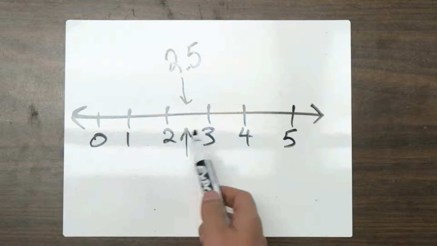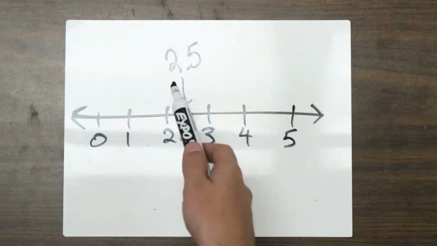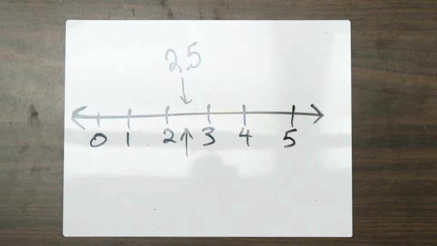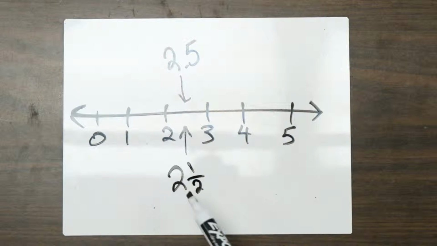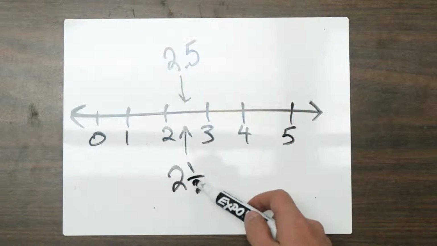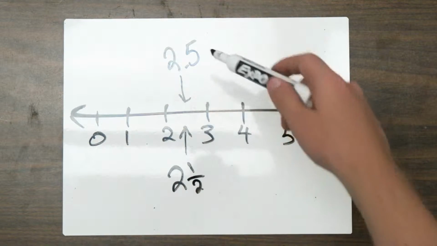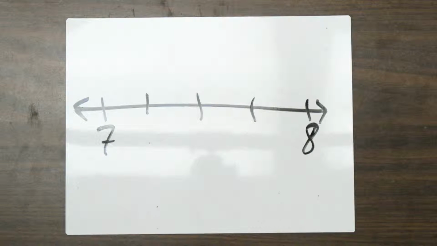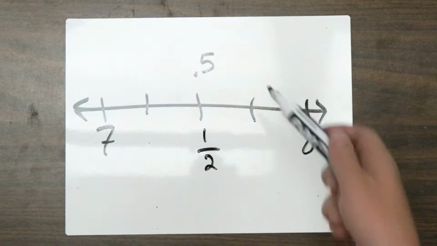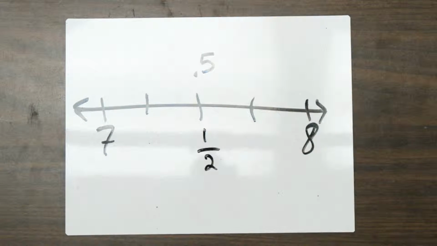So right here in between the numbers 2 and 3 is the decimal 2.5. We can also express it as the fraction 2 1/2. The decimal 0.5 and the fraction 1/2 are the same thing. There are some common fractions and decimals that we'll see a lot in our everyday life. We already talked about one of them. 0.5 and 1/2 are two common decimal and fractions that we'll see a lot.